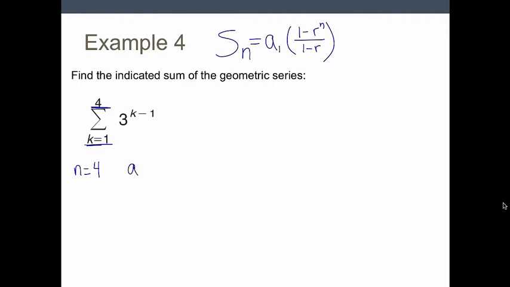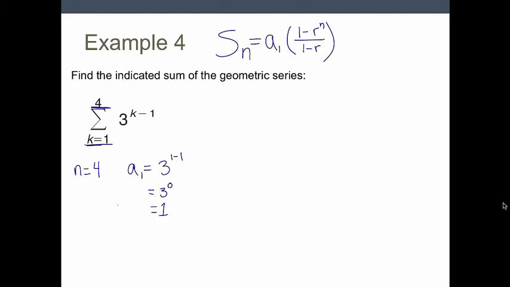Then we need to find what the value of a sub 1 is. So I'm going to plug 1 into the rule that they give me, 3 to the power of k minus 1. That gives me 3 to the power of 0 because 1 minus 1 is 0. Anything to the power of 0 is always 1. So my value of the first term is 1. Now you could go through and find the value of the first, second, third, and fourth term and then add them up, and that would be fine as well. Or you can use this formula.